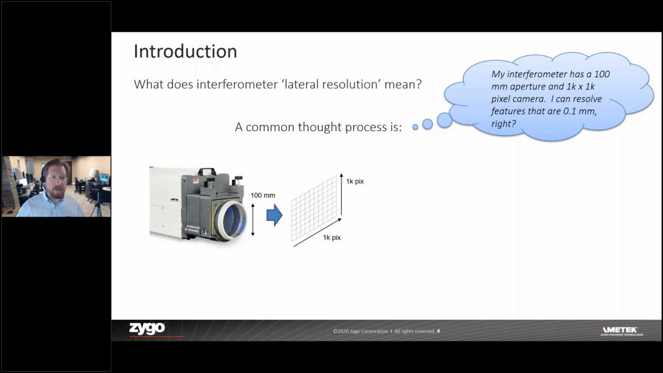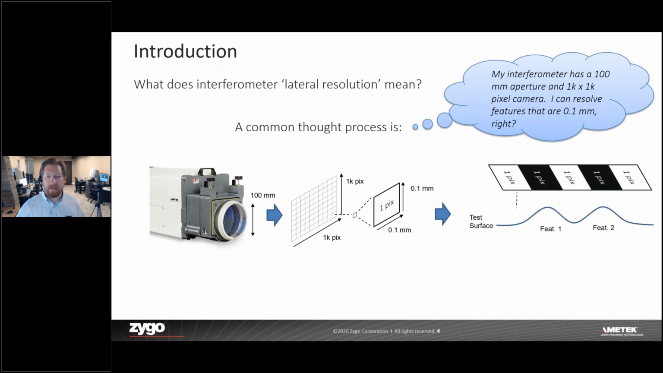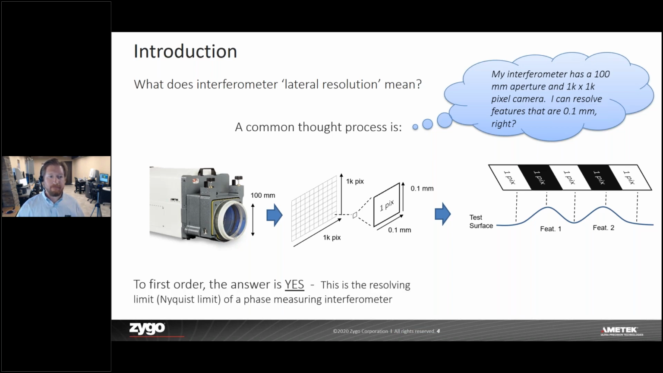Let's explore that. So if we have our interferometer, 1,000 pixels across the aperture, that means each pixel is 0.1mm in size. And it stands to reason that we should be able to apply those pixels to a surface and be able to resolve features that are on the order of the size of the pixel. And to first order, this is true. The answer is yes. This is the resolving limit of a phase measuring interferometer, the Nyquist limit. But if that was the end of the story, this would be a pretty boring webinar. So there's more to talk about.